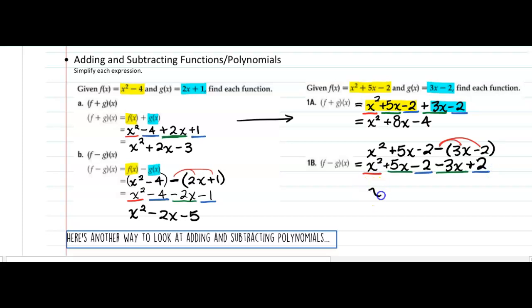So altogether, I end up with x squared, 5x take away 3x is 2x, and these 2's cancel out. Negative 2, positive 2. I don't even need to write anything else.